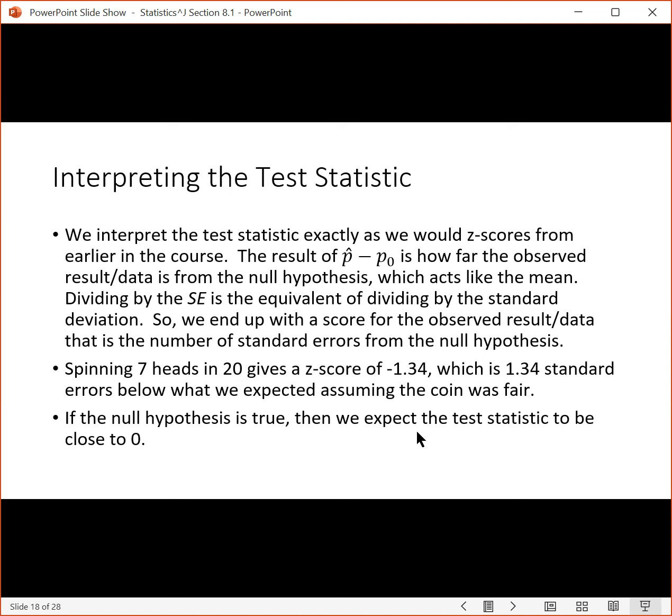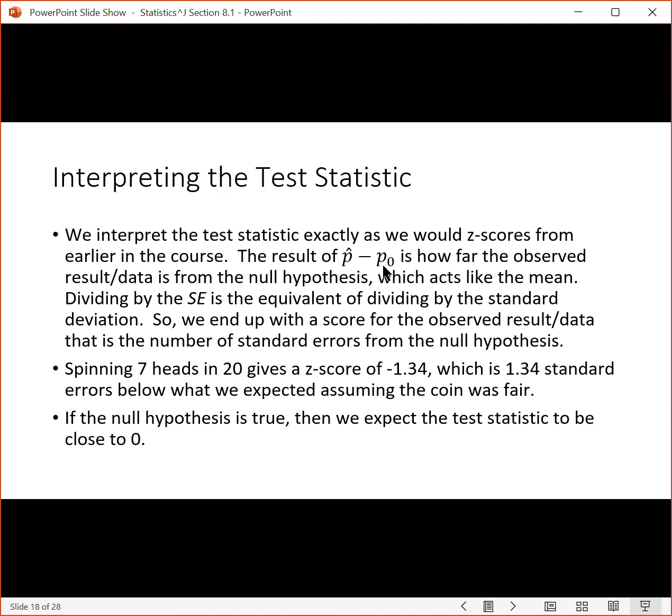So if the null hypothesis is true, then we expect that our test statistic is going to be very close to 0, right? The idea being, if your null hypothesis is true and you do an experiment, then the result of the experiment should be very close to the null hypothesis. So these two things should be very close together.